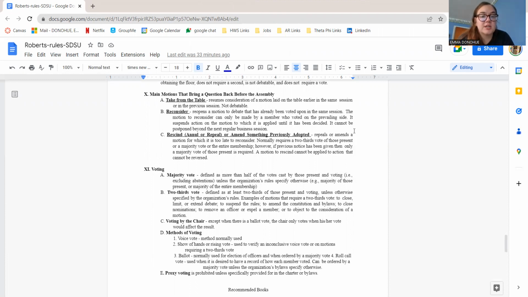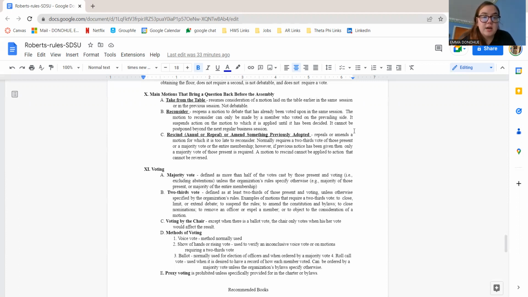in the same session. The motion to reconsider can only be made by a member who voted on the prevailing side. It suspends action on the motion to which it is applied unless it has been decided it cannot be postponed beyond the next regular business session.